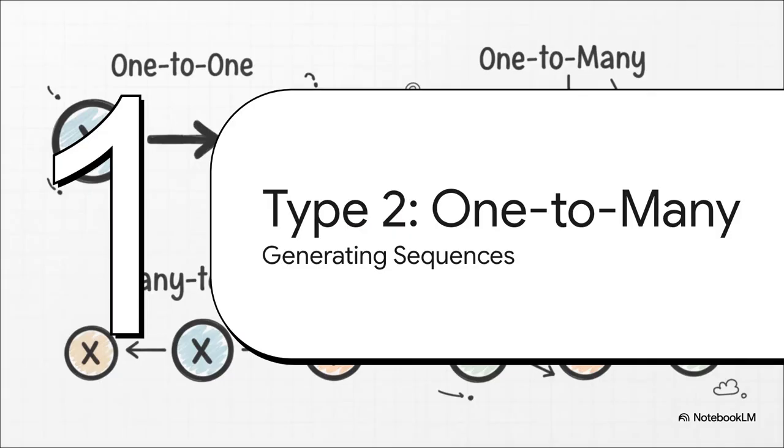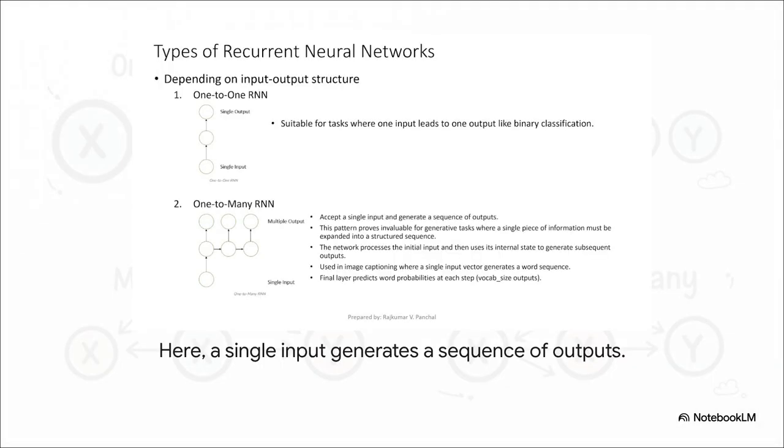Okay, let's move on. Our next type builds on that simple idea, but it does something really different. Now we're getting into generating whole sequences from just a single starting point. And you can see what's happening here, right? We've got one input, but it fans out into a whole bunch of outputs. Instead of just one answer, the network is creating an entire sequence for us.